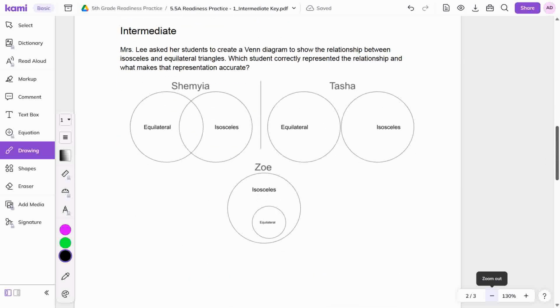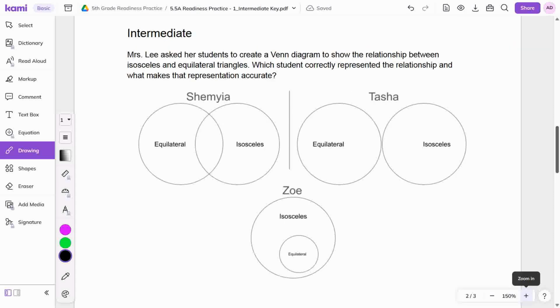For our next problem, we've got a situation here. Miss Lee asked her students to create a Venn diagram to show the relationship between isosceles and equilateral triangles. Three students, Shemaya, Tasha, and Zoe, have all tried to draw a Venn diagram, and only one of them is really correct. So let's zoom in a little bit here.